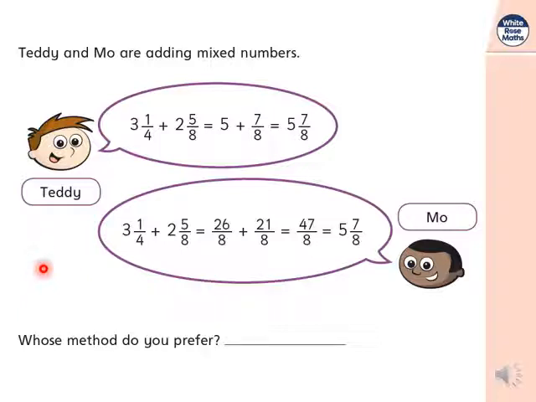So hopefully you've had to think about that. Again, I would have preferred Teddy's method because Teddy had 3 1/4 add 2 5/8, and he added his whole numbers together to get 5. Then he changed his quarter to 2/8 and added them together and got 5 7/8. I preferred that way much more than this way. This way was tricky, converting everything and lots more calculating needed.